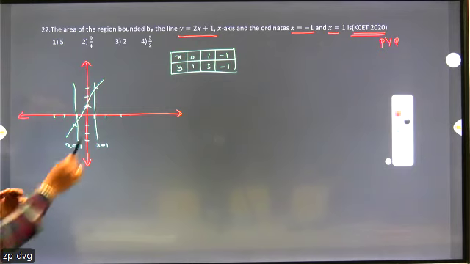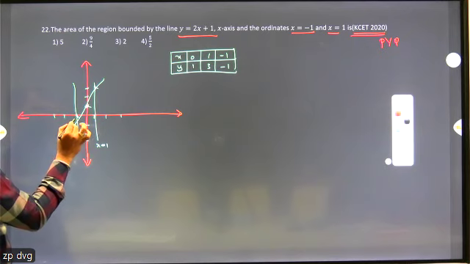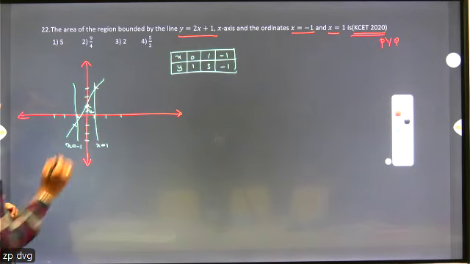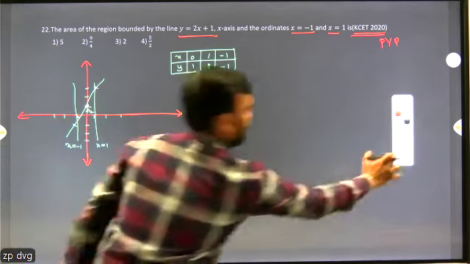See, I want to find out this one. I want to find out this area A1 and this area A2. Actually, this one will form what? Wait.